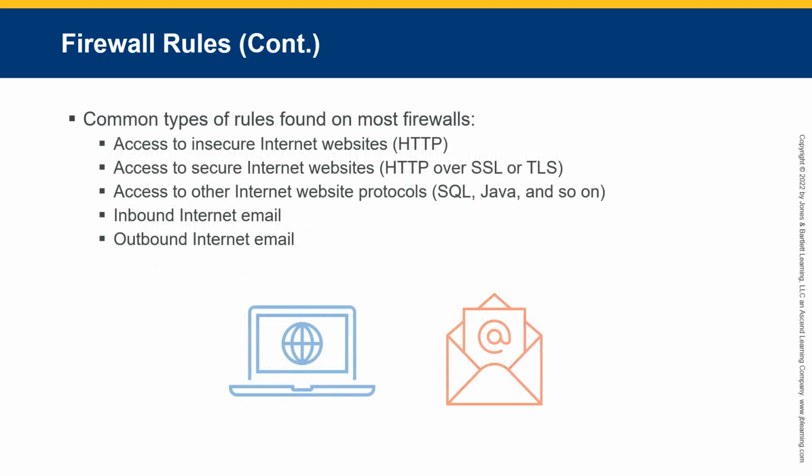Next, we talk about the common types of firewall rules found on most firewalls. HTTP is the access to the non-secure websites. Access to HTTPS is SSL or TLS. SSL has been deprecated, so most everything is using TLS 1.2 or 1.3 these days. You also want to have access to other internet website protocols, at times maybe SQL, Java, etc.